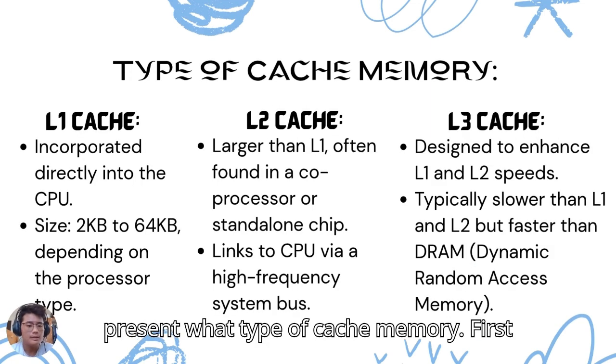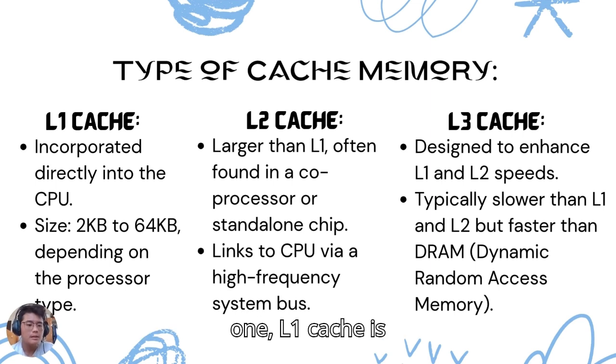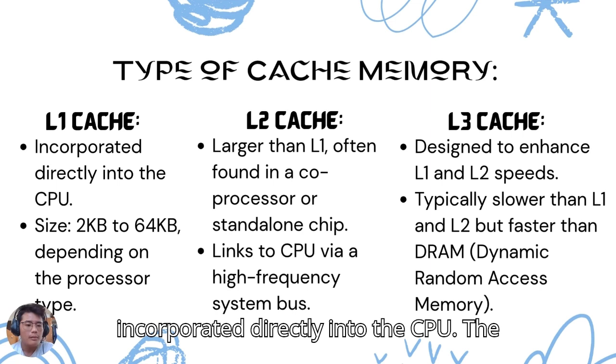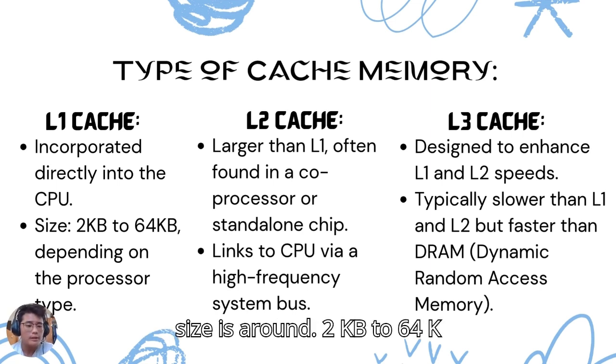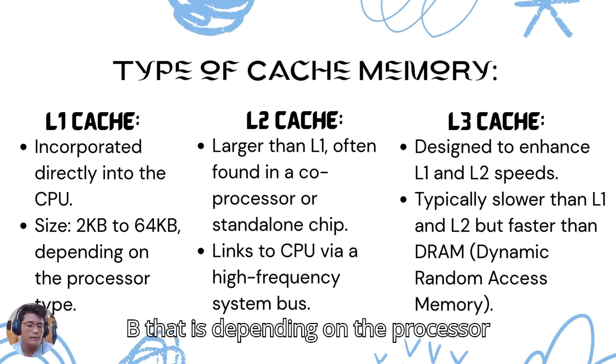Next, I need to present the types of cache memory. First one, L1 cache, which is incorporated directly into the CPU. The size is around 2 GB to 64 GB, depending on the processor type.